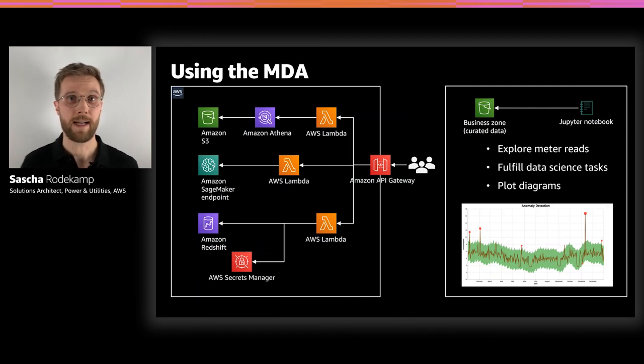So besides the API gateway, the MDA comes with a Jupyter notebook that contains some example implementation, and that should simply help you to get started exploring your meter reads further and eventually fulfill your data science tasks. But you can also use this notebook to plot some diagrams to visualize your meter readings, like the one you can see below, which shows our anomaly detection for a single meter over the course of 1 year.